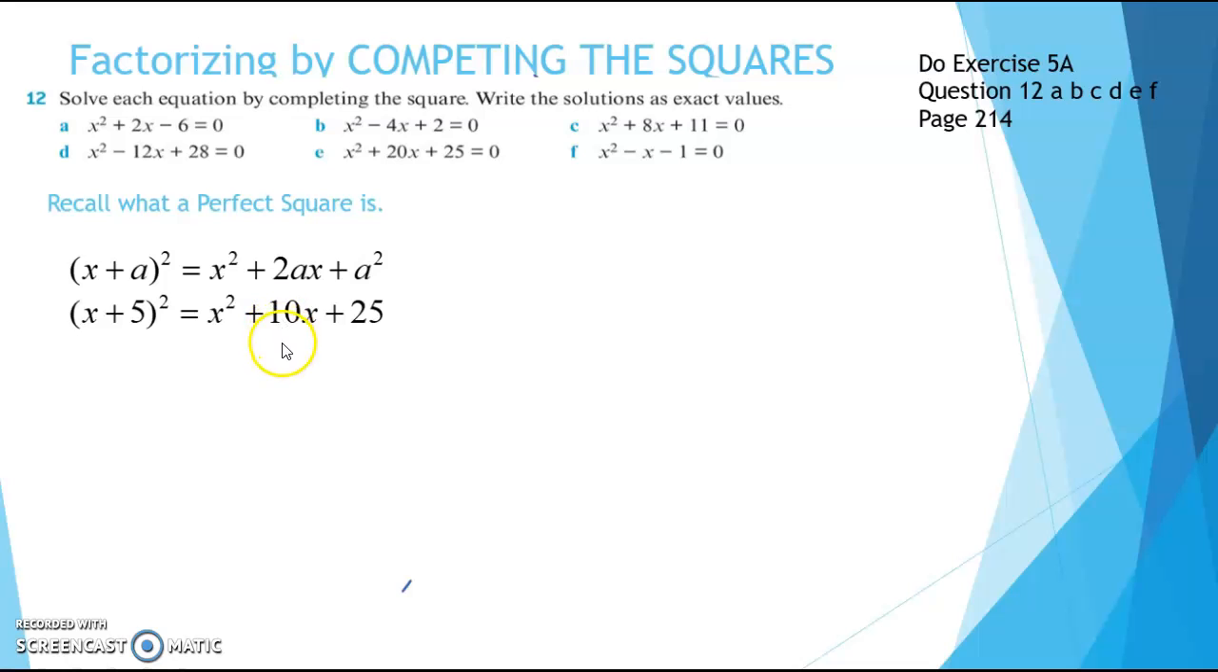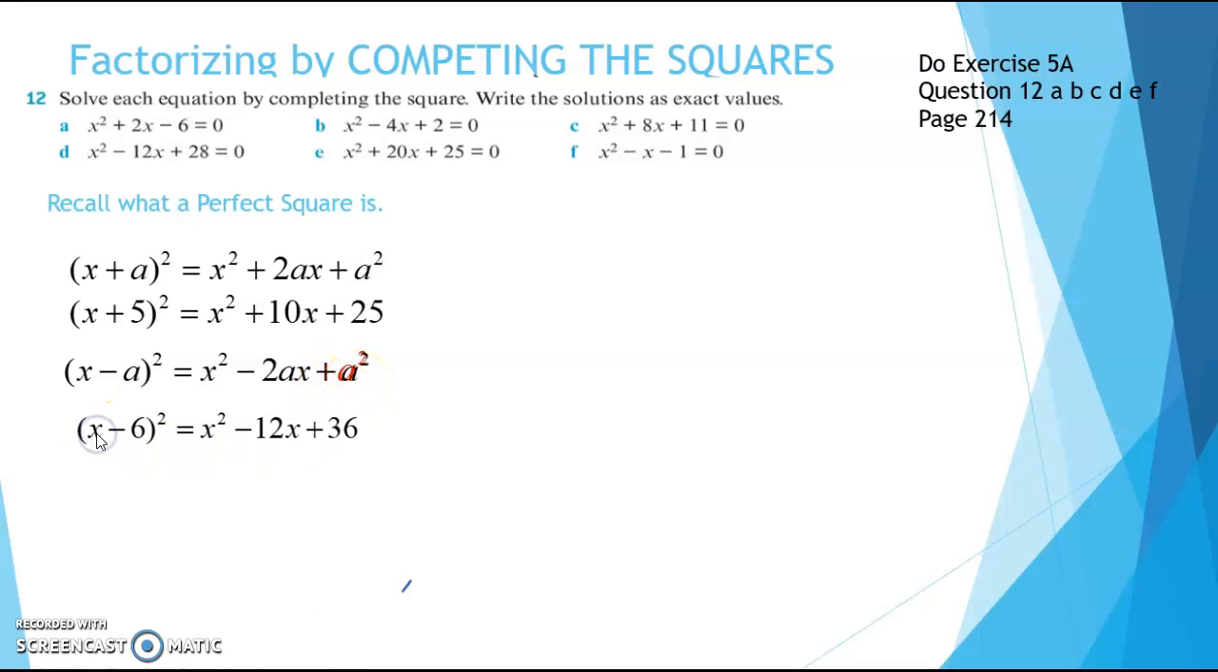Where the student struggled is with the negative a value. So here's x squared, the first term. And this is the trick. Minus a times minus a is plus a squared. And that's where he struggled. He's got to remember it's always a positive a squared. Always positive in a perfect square.